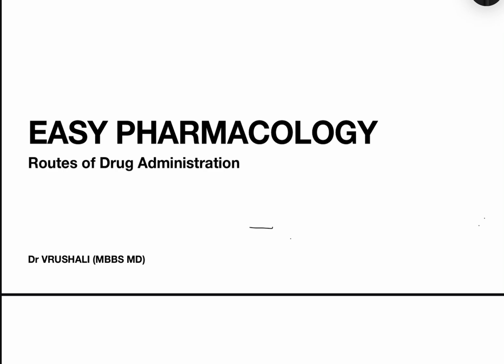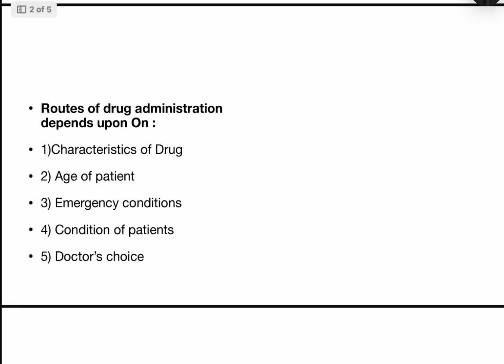In this easy pharmacology lesson, today's topic is routes of administration. The route of administration of a drug depends upon the characteristics of the drug. Certain drugs can be administered only by parenteral routes, whereas other drugs can be administered by oral routes and all. The second factor depends upon the age of the patient.